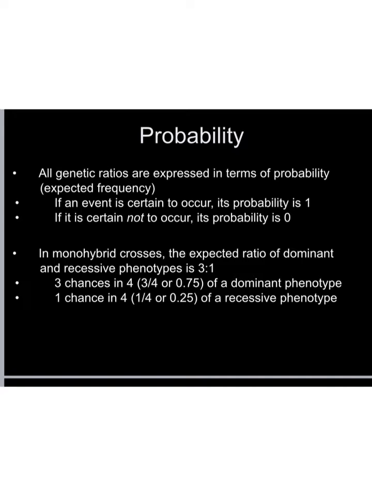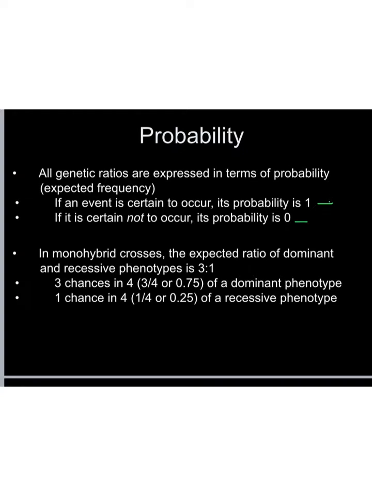When we talk about genetic ratios, and I think you'll remember this from the chapter 14 lecture, we talk about genetic ratios in terms of probabilities. What is the expected frequency for an event to occur? We can think about this in two possible ways. If an event is absolutely certain to occur, then the probability is 1. So if we know for 100% fact that something is going to happen, then we know that probability is 1. If the event is absolutely certain not to occur, then the probability is 0.